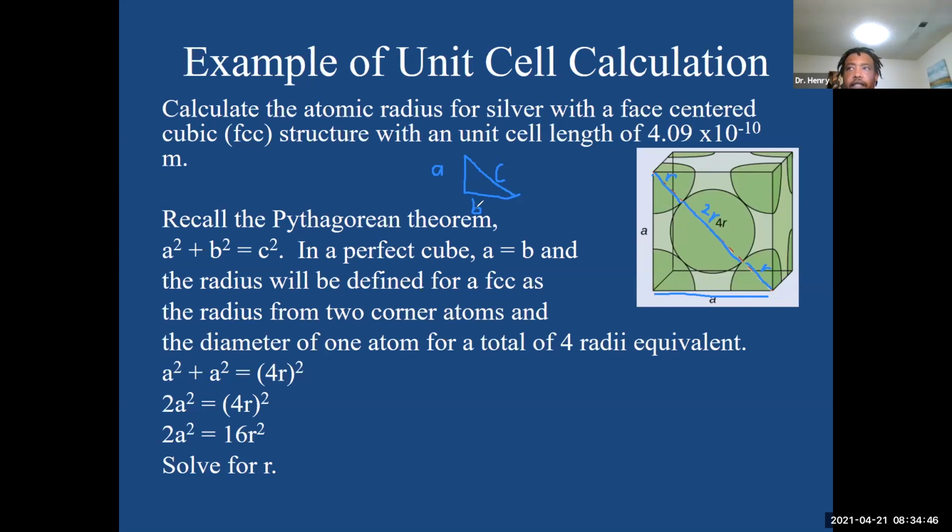Now we said that B is going to be the exact same size as A because this distance here and that distance there are exactly the same. So we end up with 2A squared equals 4R squared. So we get A squared is going to be equal to 8R squared, and then R squared is going to be equal to A squared over 8. And then we just take the square root of that.